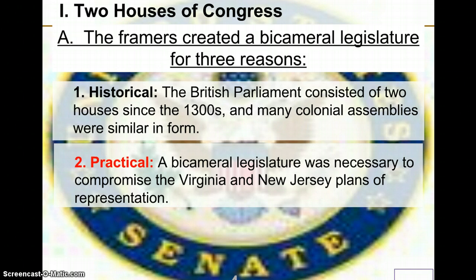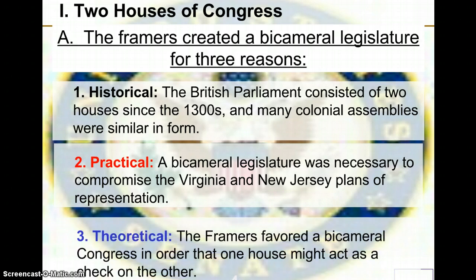And there had to be some sort of compromise, and a bicameral legislature allowed them to compromise, so that you have one house that was based on representation and another house that was based on an equal representation. The House of Representatives, large states, representation based on population. And then the Senate made the smaller states happy because it was equal representation, and it was determined that every state would get two.